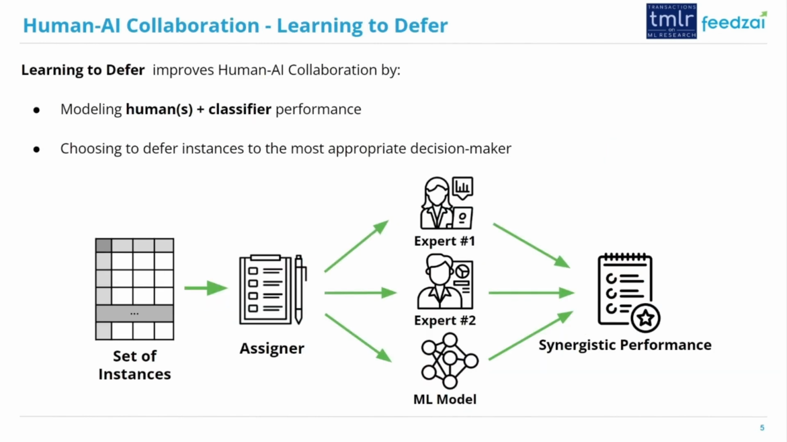Learning to defer is a novel paradigm, or type of algorithm, which aims to improve human-AI collaboration by modeling both the human and the classifier's performance and then choosing to defer instances based on who's most appropriate. This can be, for example, who is most likely to be correct.